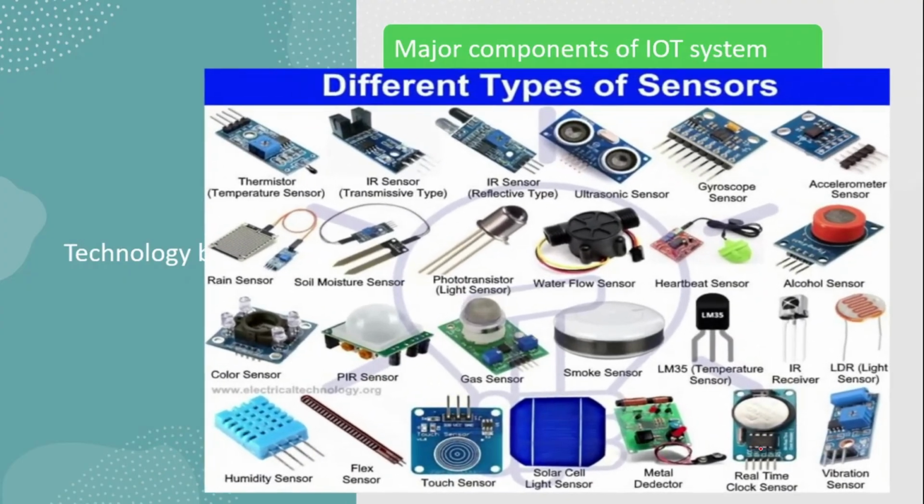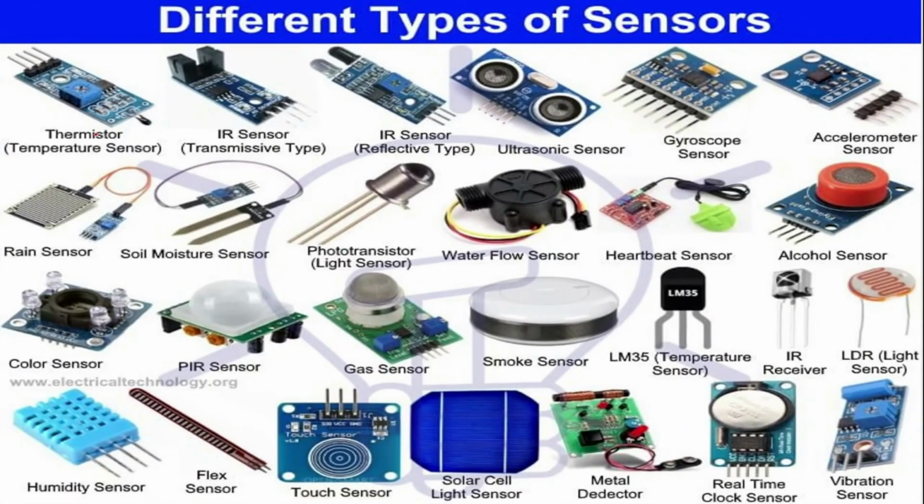Now coming to the different sensors, what are the different sensors here? See here, thermistor for temperature, IR sensors for transmission for reflective type, ultrasonic sensors, gyro sensors, accelerometer, rain sensors to detect rain, and soil moisture sensors, phototransistor, water flow, right? Water flow, I mean here the water input, this is the water output. We can detect whether the water flow is going on or not. Heartbeat sensors, alcohol sensors, color sensors, PIR sensor, gas sensors, smoke sensors.